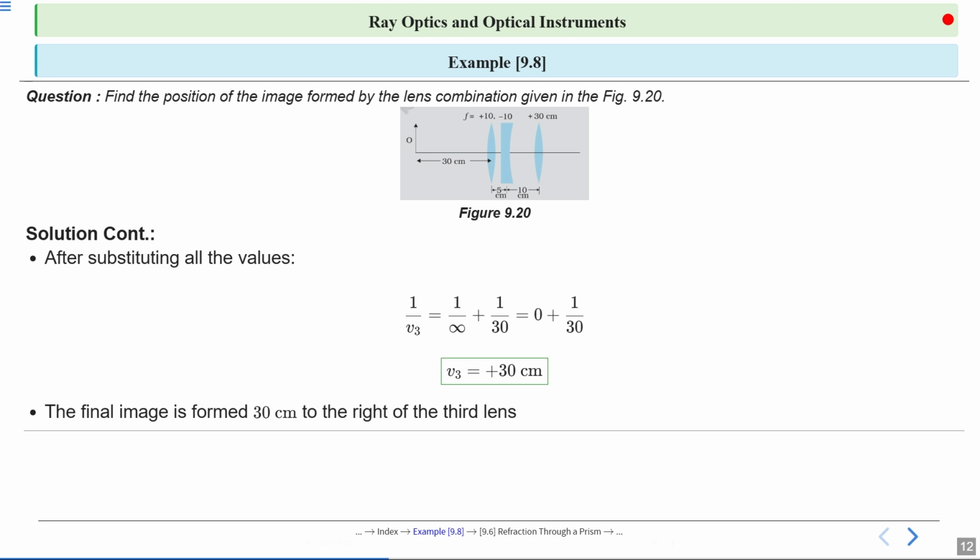So V3 came out to be plus 30 centimeter. That means the image is on the right side of the third lens. So signs will play an important role in optics. So plus means it is to the right of the third lens at 30 centimeter distance.